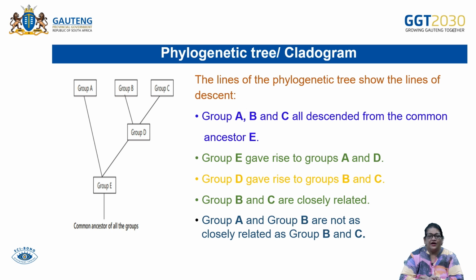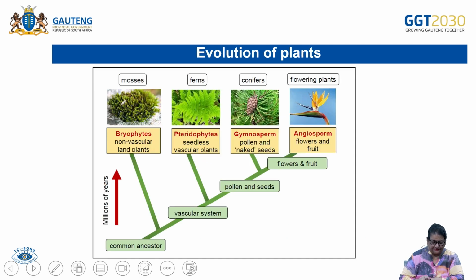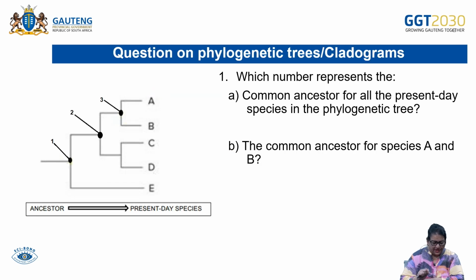B and C are closely related. A and C are not so closely related, because A and C don't share a common recent ancestor. So B and C are more closely related than A and E or A and C. Group A and B are not as closely related as group B and C. Now we have some questions on the phylogenetic tree.